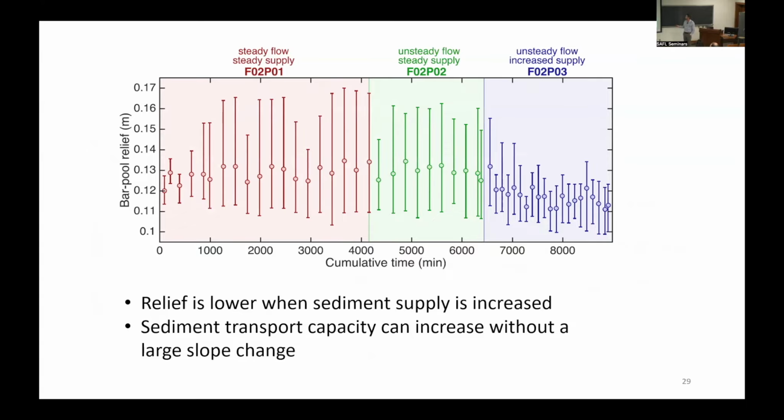Yeah, so these error bars here, they're not really error bars, they're just the variability in the measurement that you plotted in the previous slide. Yeah, exactly. For each time we have a distribution of bar pool reliefs, and so this is showing the central tendency and then the range that we got.